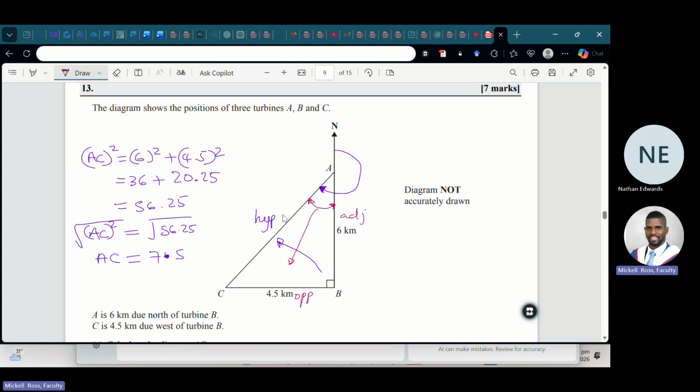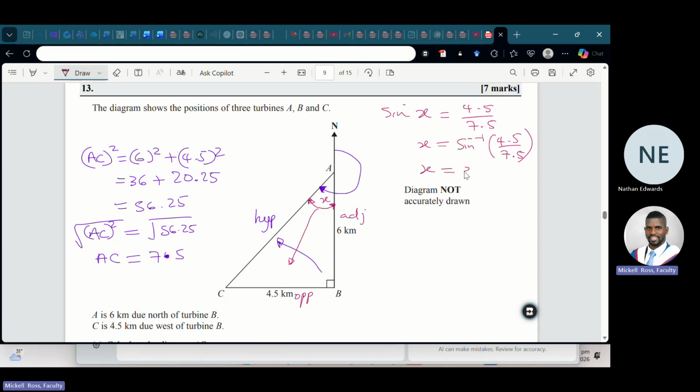So you can use any one of the trig ratios. I'm going to use sine of the angle. Let's call this angle X. Sine X is equal to the opposite side, which is 4.5, divided by the hypotenuse, 7.5. So X is going to be equal to sine inverse of 4.5 divided by 7.5.